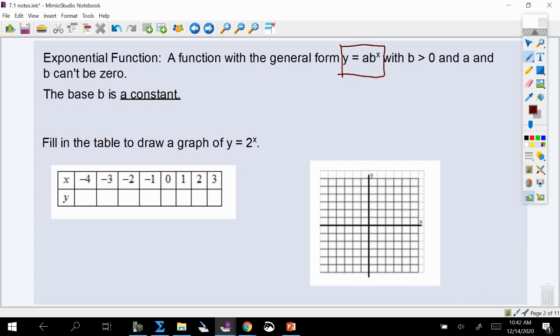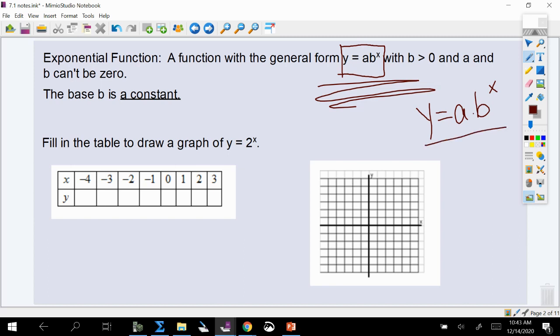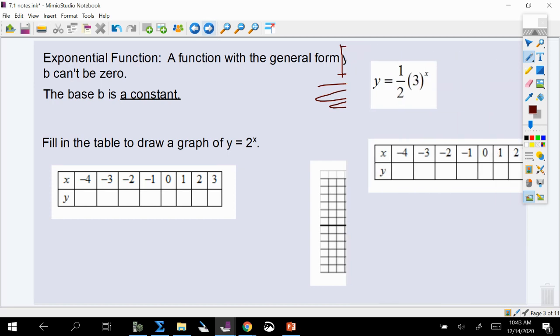Let me go to the next one. So again, let me pause for a second. Make sure you have this formula. Make sure you have this a times b to the x formula, because that will be our basic formula for anything that is exponentially a function. So let me do one that's a little more involved.